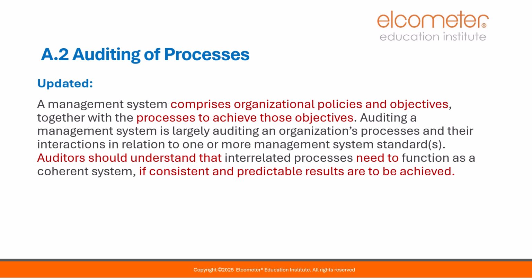ISO 19011:2025, it was updated to read: a management system comprises organizational policies and objectives together with processes to achieve those objectives. Auditing a management system is largely auditing an organization's processes and their interactions in relation to one or more management system standards. Auditors should understand that interrelated processes need to function as a coherent system if consistent and predictable results are to be achieved.